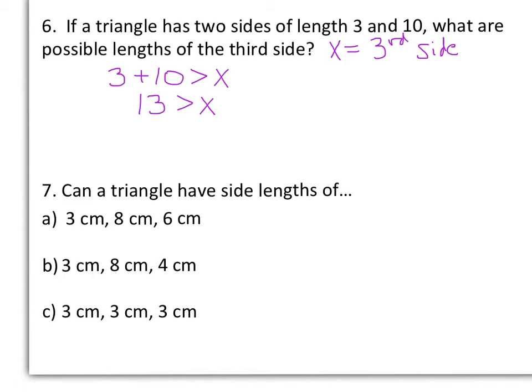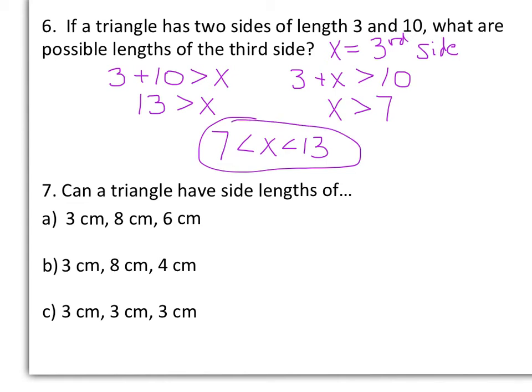Well, then I'm going to choose the smaller of the two sides I was given, which is 3. If I add my third side to it, that also has to be greater than 10. If you subtract 3, you get that your third side has to be greater than 7. So that means that your third side has to be between 7 and 13.